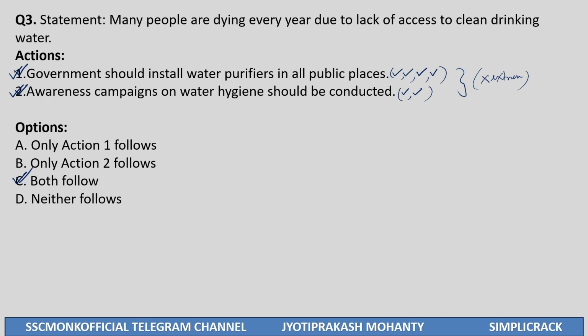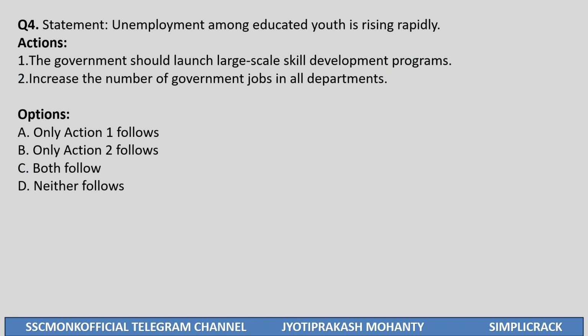Clear? Sorted? Next, unemployment among educated youth is rising rapidly. Action, the government should launch large scale skill development programs. Second action, increase the number of government jobs in all departments. Now, being a student, you will say, sir, action 2 should be right, but it's not right. Why?